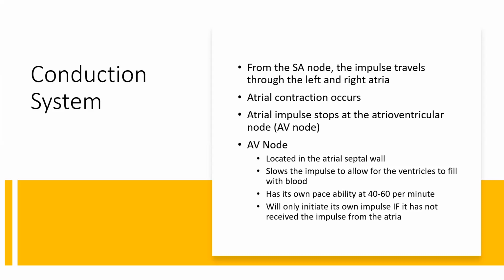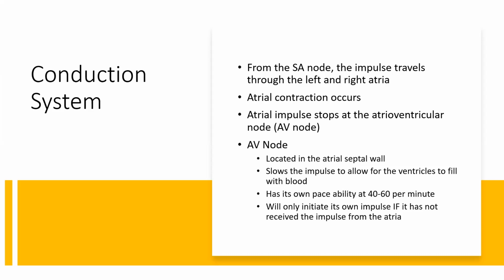The AV node is located on the atrial septal wall. So that's that wall that separates the atria from the ventricles. The impulse will slow down. That allows the ventricles to fill with blood, because remember, the atria just contracted to push the blood. And so for a very brief second, the ventricles get to fill with blood.